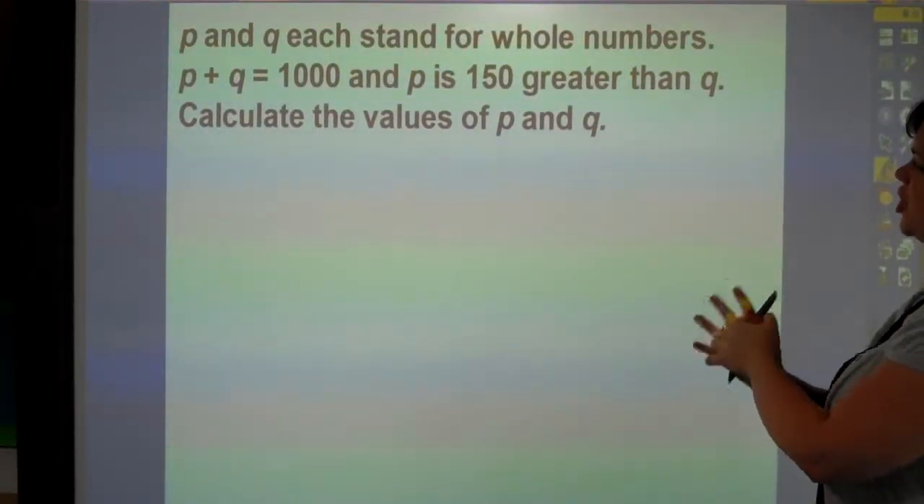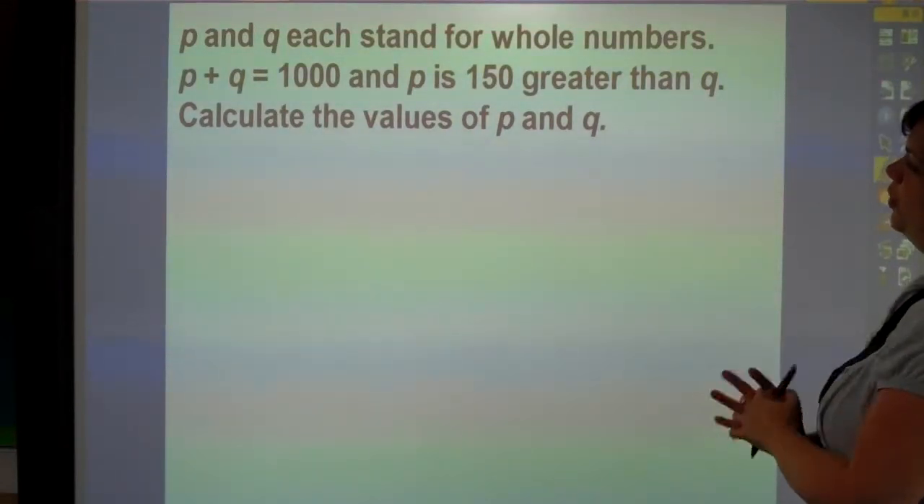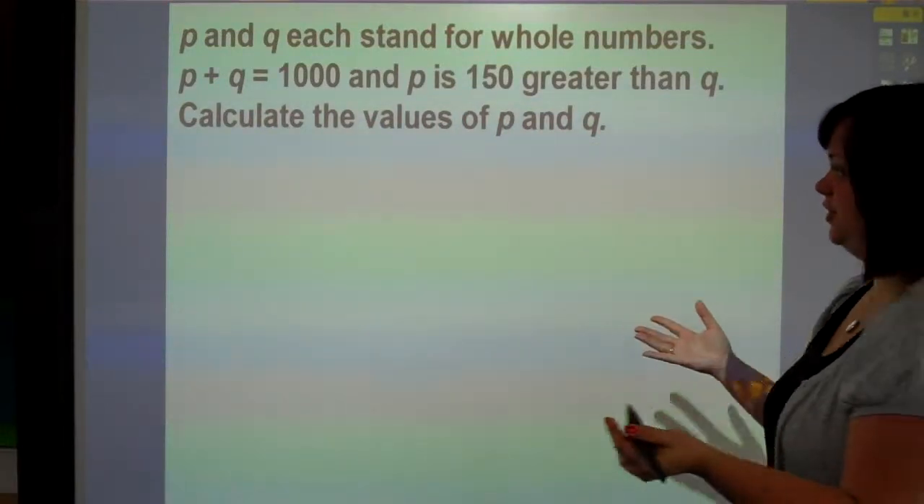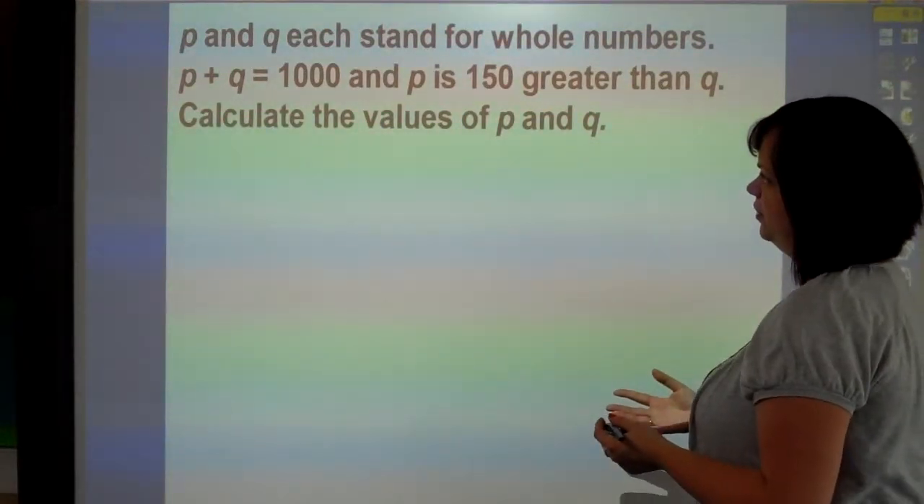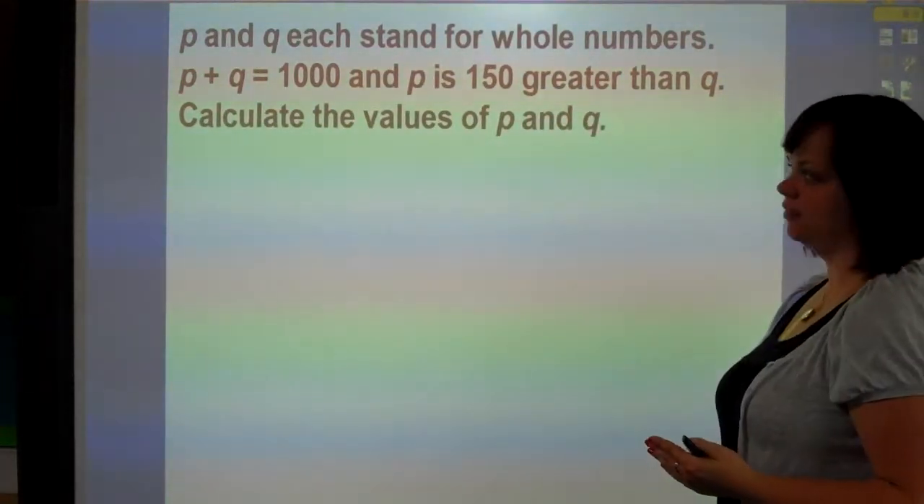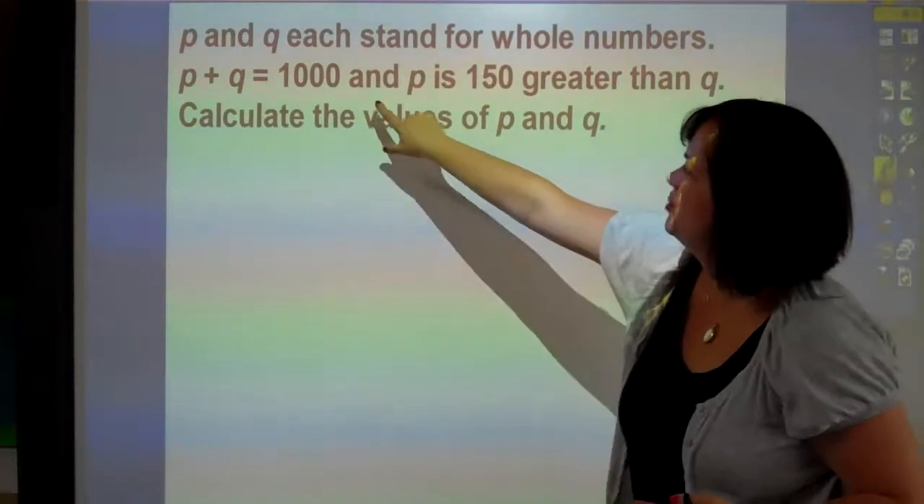Question. P and Q each stand for whole numbers. P plus Q equals 1,000. Okay? That could be really easy, couldn't it? P plus Q equals 1,000, so it could be 500 plus 500 equals 1,000. But then they carry on, because this is level 5, they're giving you an extra bit.